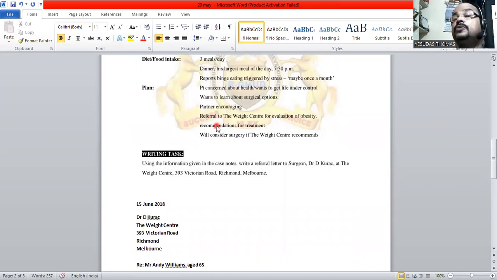Right now we are going to write a referral letter to Dr. D. Kurak in the weight center for the evaluation of obesity and recommendations for treatment. That's the purpose of the letter. It's very clearly said. This is the purpose of the letter: evaluation of obesity and recommendation for the treatment. That's the reason I am writing to Dr. D. Kurak.